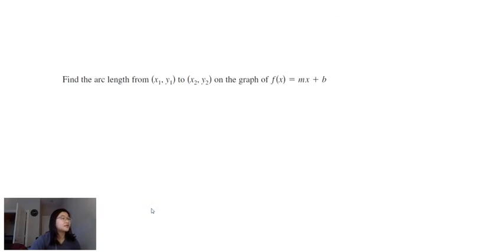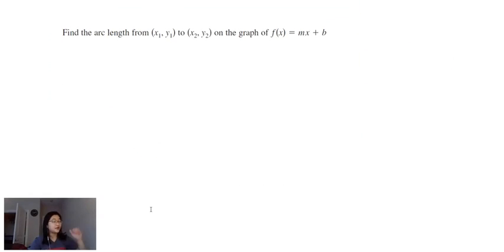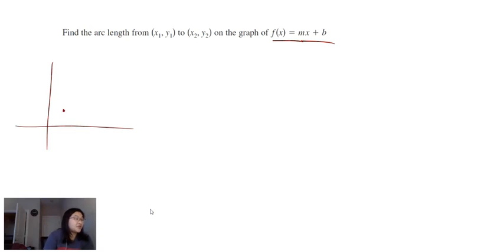So let's try it. How do you find the arc length from x1, y1 to x2, y2 on the graph f of x equals mx plus b? Well, we can do this the fancy way, or we could do this the not fancy way. The not fancy way is if you have a point x1, y1, you have a point x2, y2, and you have a line connecting them, then just what's the distance there? Pythagorean theorem, and you can find it, but that's less fun.